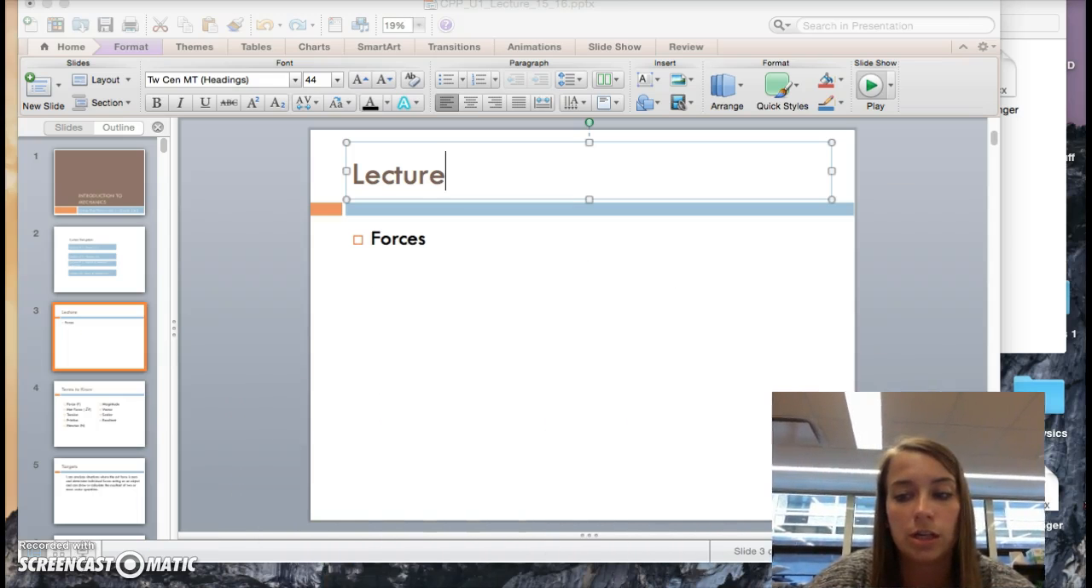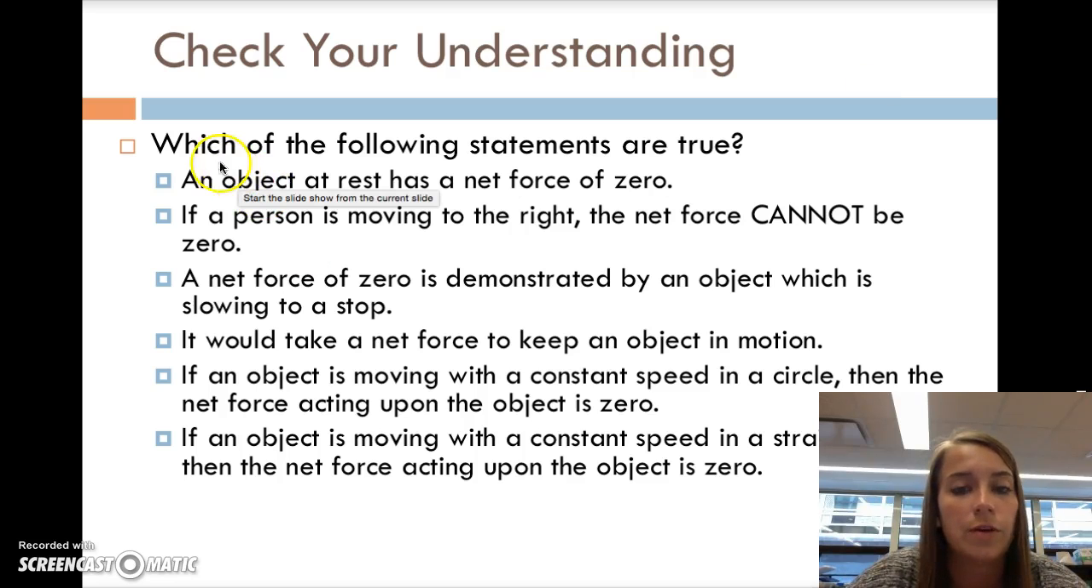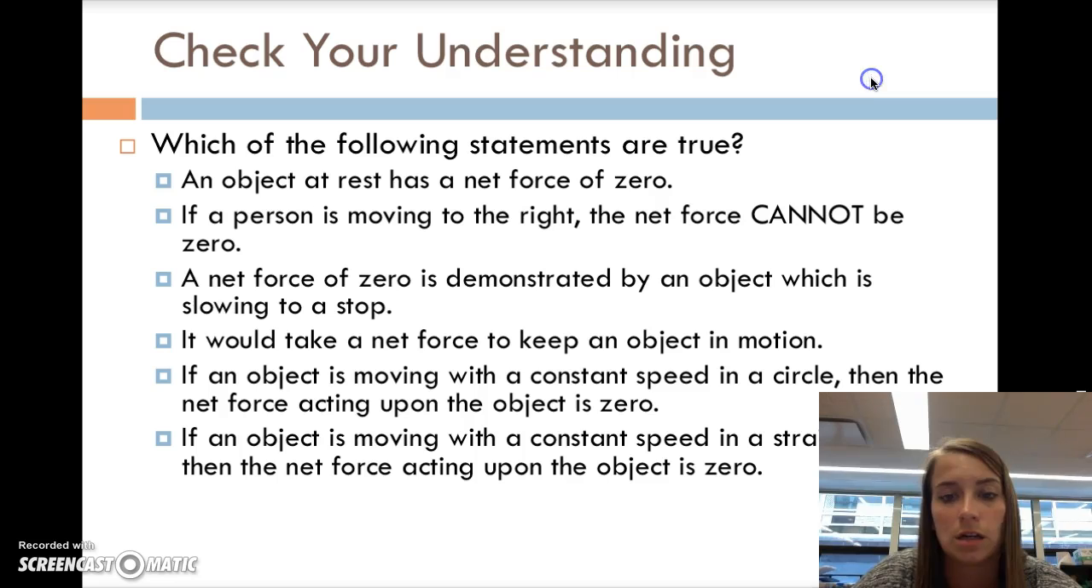All right, we're going to check our understanding real quick, and then we're going to be done. Which of the following statements are true? An object at rest has a net force of 0. If a person is moving to the right, the net force cannot be 0. A net force of 0 is demonstrated by an object which is slowing to a stop. It would take a net force to keep an object in motion. If an object is moving with a constant speed in a circle, then the net force acting upon the object is 0. And then this one says, if an object is moving with a constant speed in a straight line, then the net force acting on the object is 0. So which of these are true?